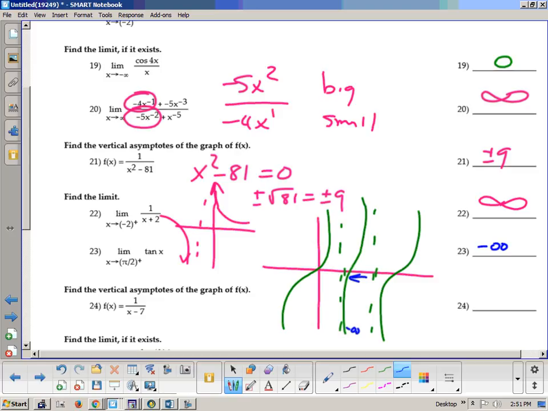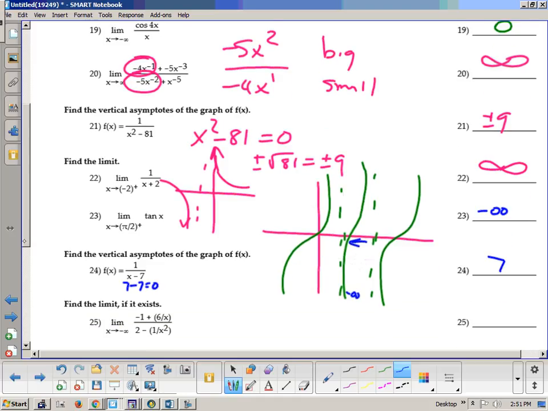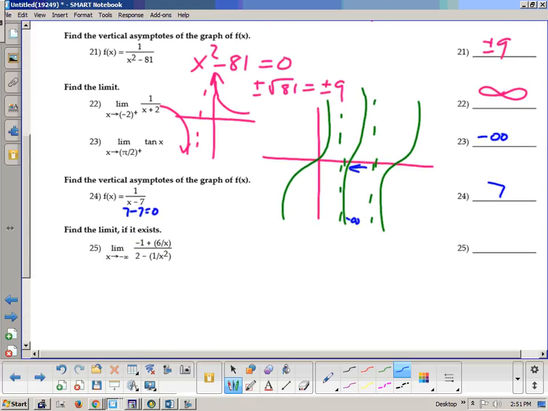24, asymptotes is 7 minus 7 is going to get you a 0, so that's 7. Okay, and final limit, if it exists, we're going to infinity. So 25, this is -1 plus 6 over big, 2 minus 1 over really big, so this really is -1 over 2, and those are 0, so it looks like it's -1/2. So that'll be the quiz review.